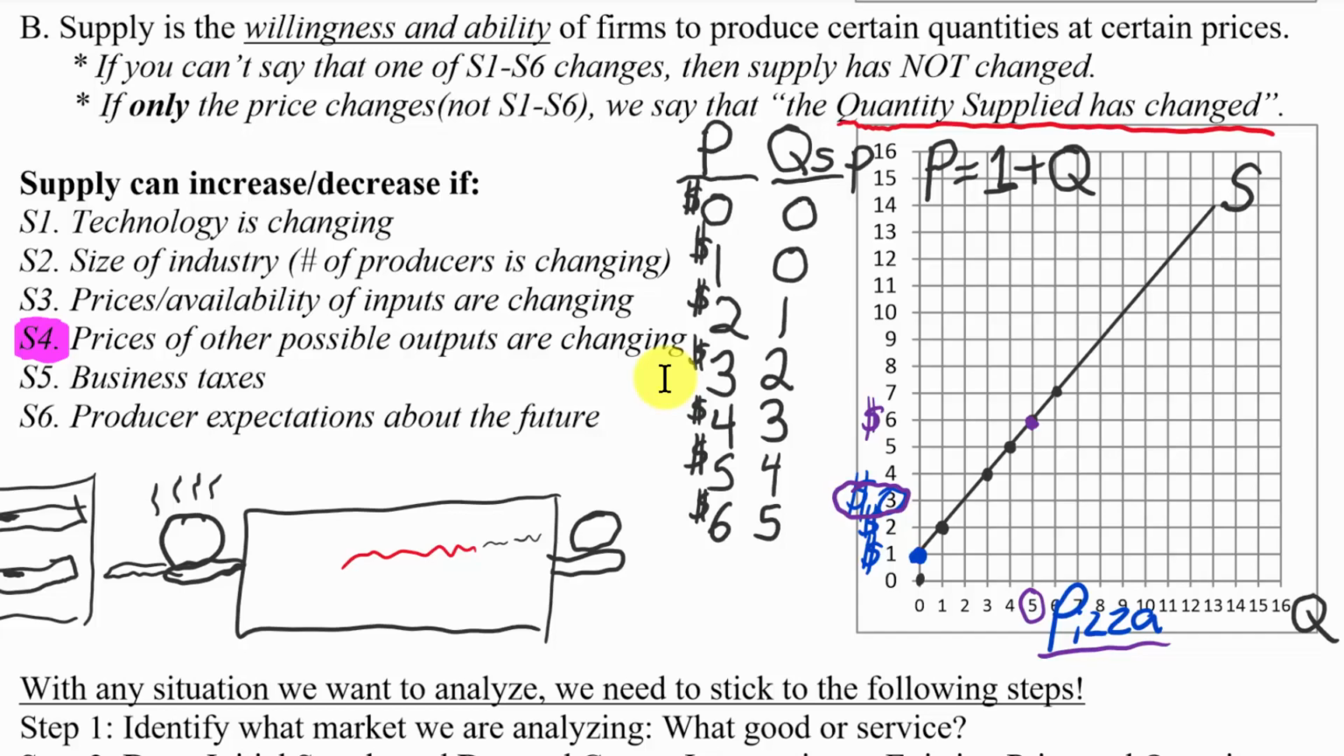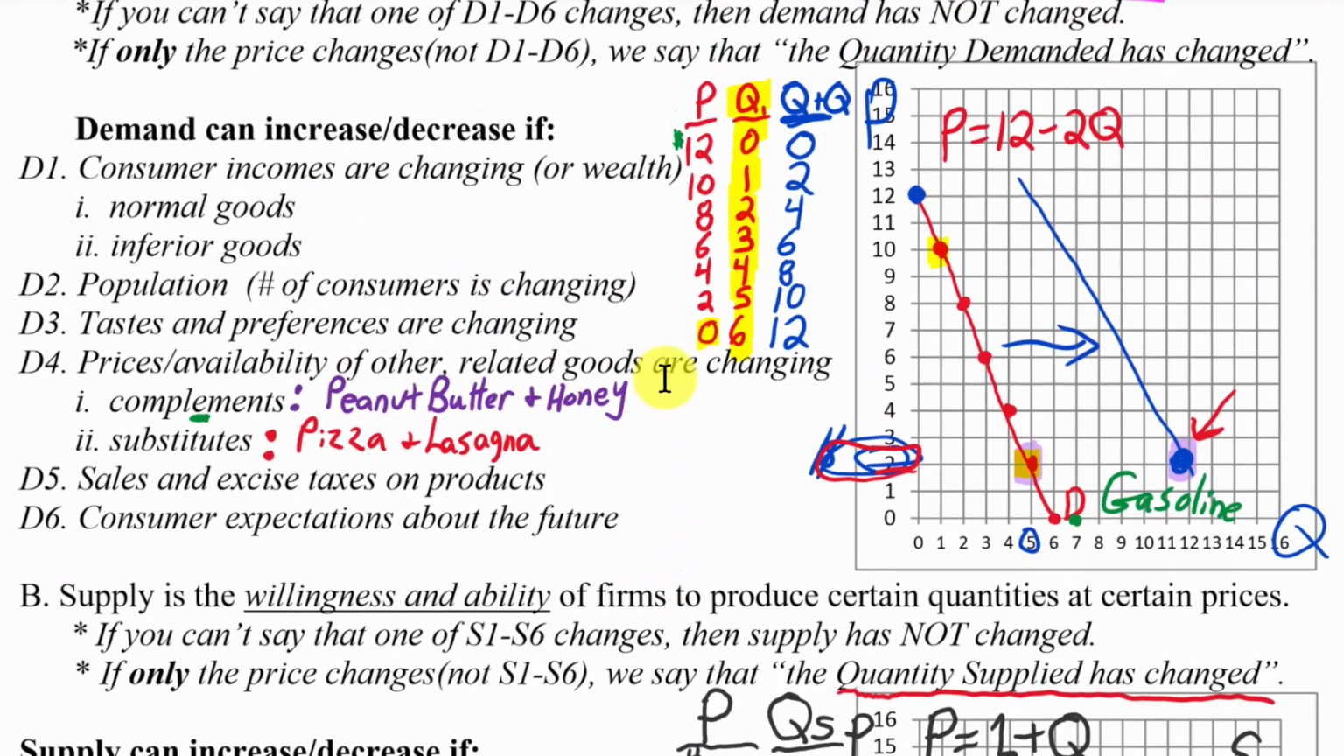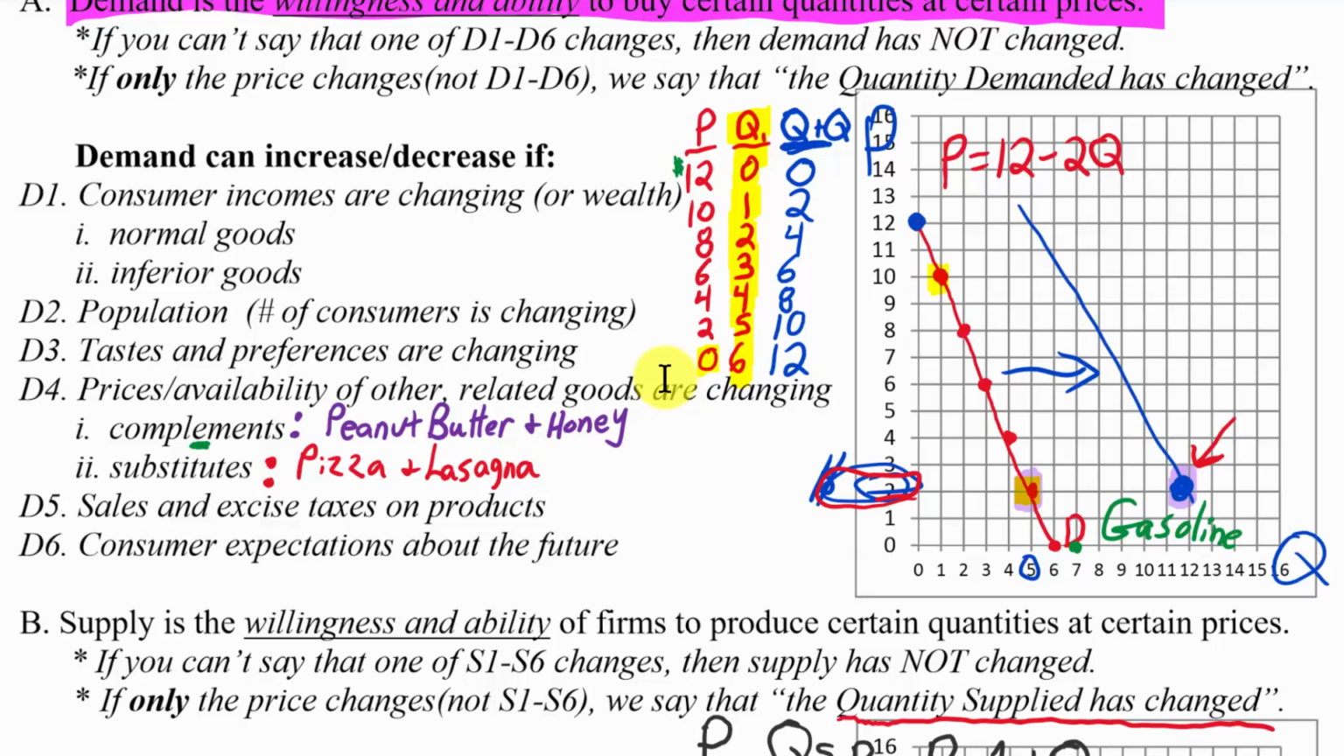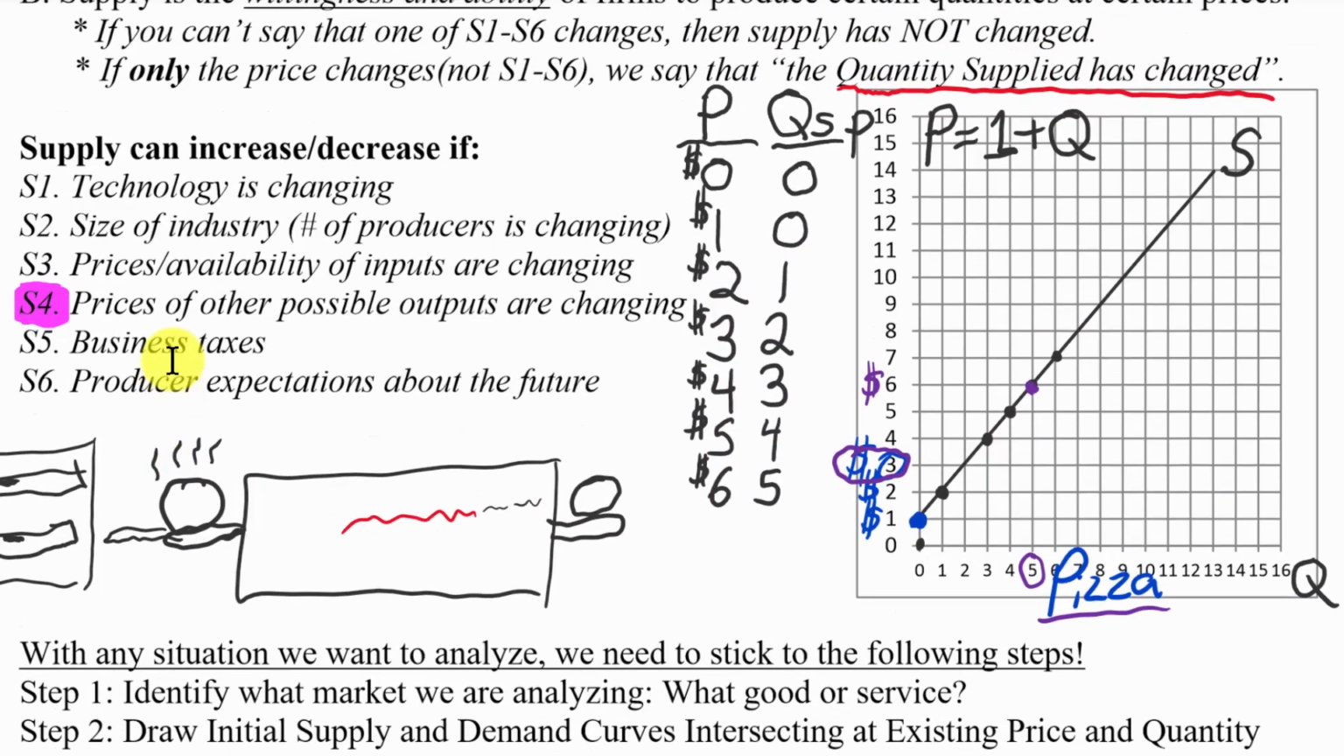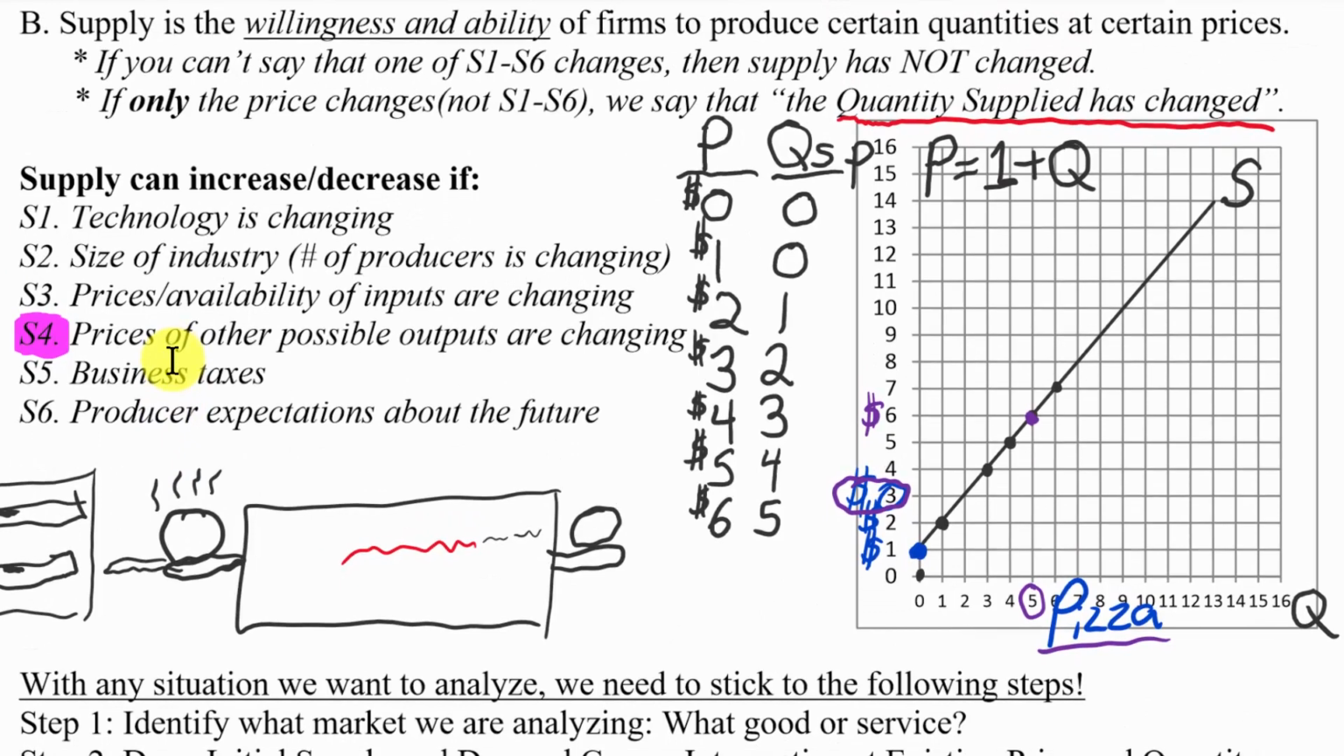A similar kind of struggle people have sometimes when we're talking about complements and substitutes, because we're talking about two different goods. You have to keep straight which one we're talking about in our graph over here and which one has changed in price. Let me just give you one other quick example of the prices of other possible outputs here.